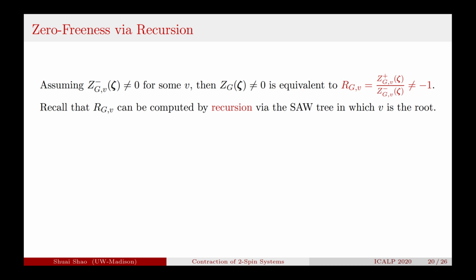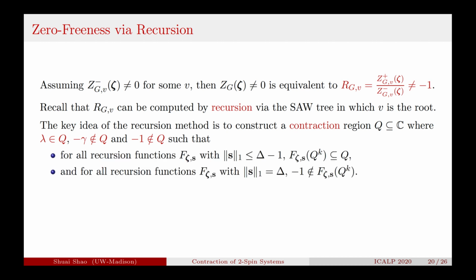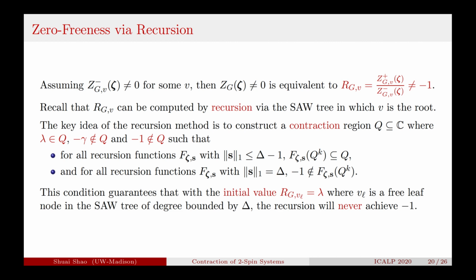Recall that the ratio r can be computed by recursion with the self-avoiding walk tree. Then, the idea of the recursion method is to construct a contraction region such that it satisfies these two properties. These two properties ensure that, with the initial value r equals lambda, so this is why we require that lambda is in this region Q. With this initial value, the recursion will never achieve -1, so this is why we require that -1 is not in this Q. And we require that minus gamma is not in this region Q because we want to make sure that the recursive function is still analytic and well defined.